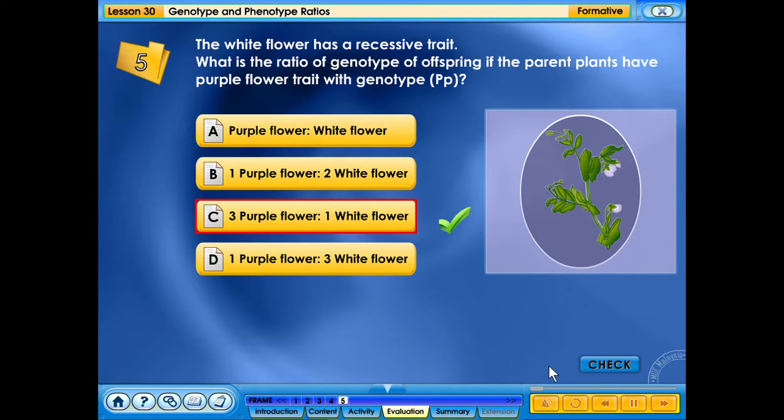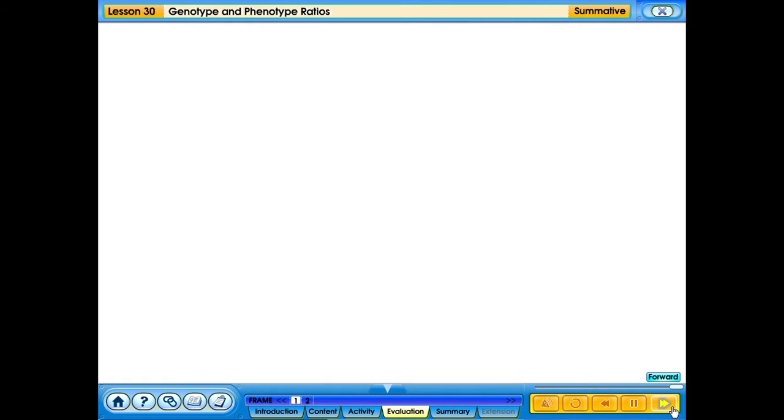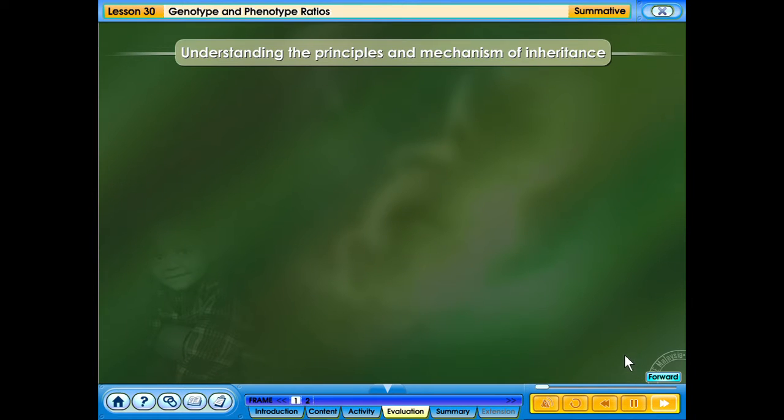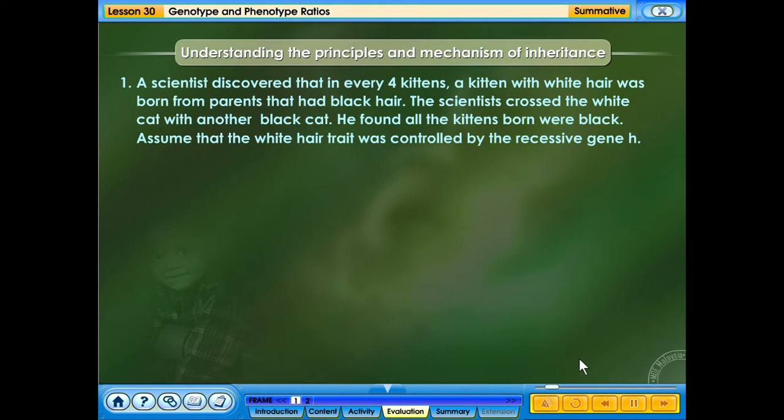Your answer is correct. Understanding the principles and mechanism of inheritance. A scientist discovered that in every 4 kittens, a kitten with white hair was born from parents that had black hair. The scientist crossed the white cat with another black cat. He found all the kittens born were black. Assume that the white hair trait was controlled by the recessive gene small h.